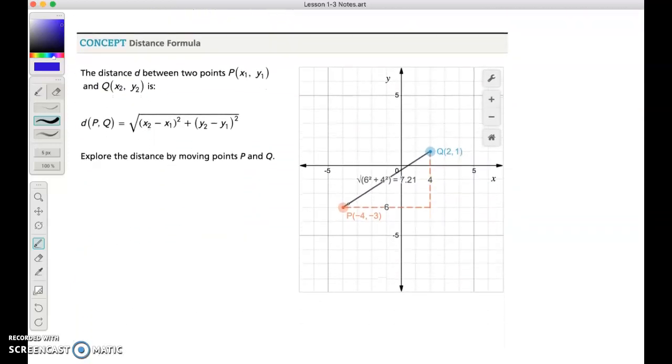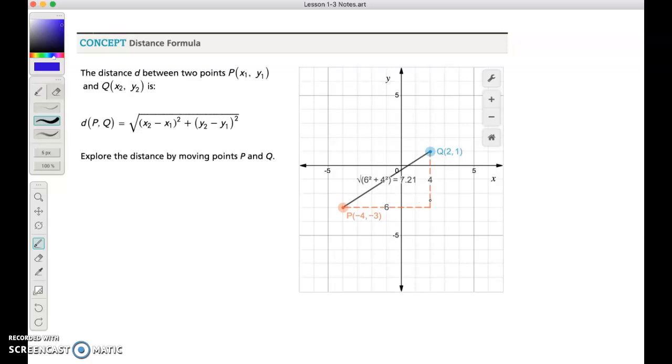And the distance formula allows us to figure out how far it is from P to Q. Not where the midpoint is, but just how far is it from P to Q? And this formula looks a little intimidating as well. It's the square root of the x coordinate subtracted and then squared, plus the y coordinate subtracted and then squared. This is really related to the Pythagorean theorem.